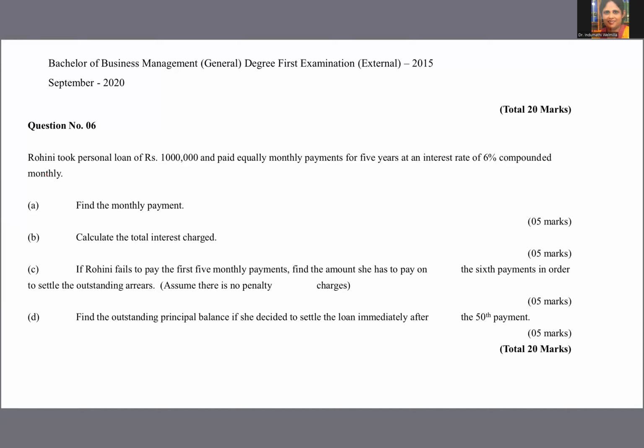You can see, paid equally monthly payment for 5 years at an interest rate of 6% compounded monthly, right? Find the monthly payment, calculate the total interest charge, right? So if it is an annuity, I will show you only the formula, right?